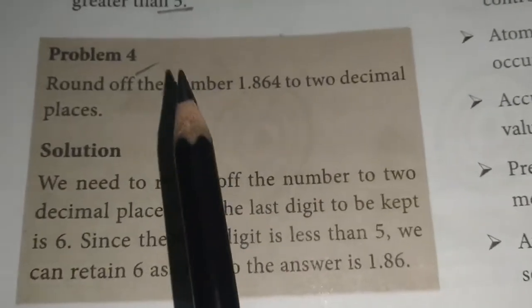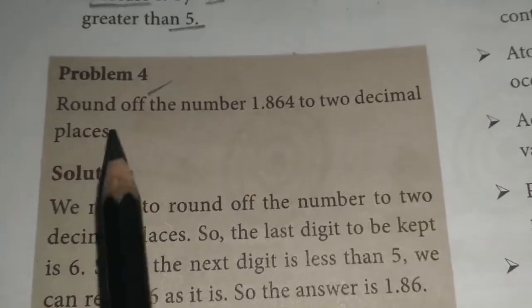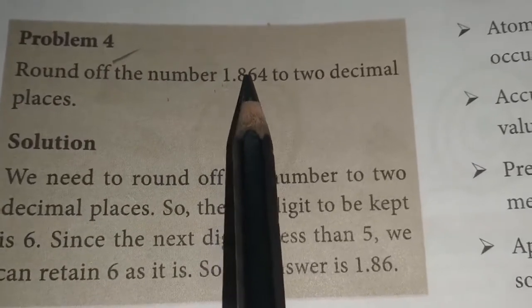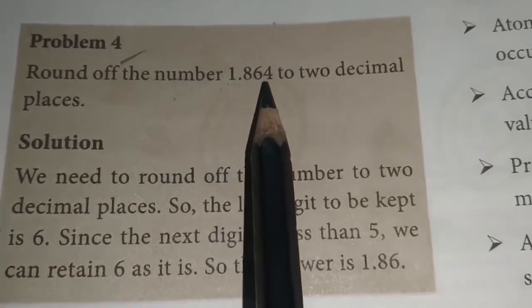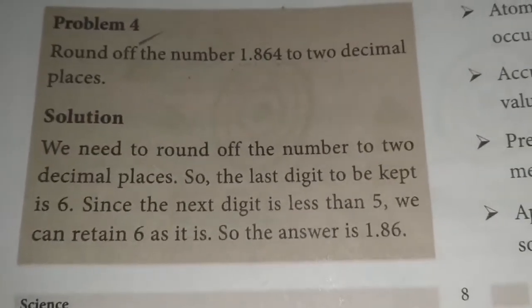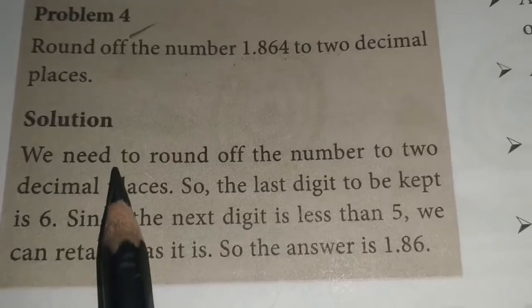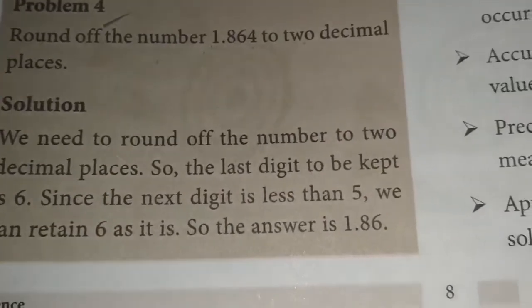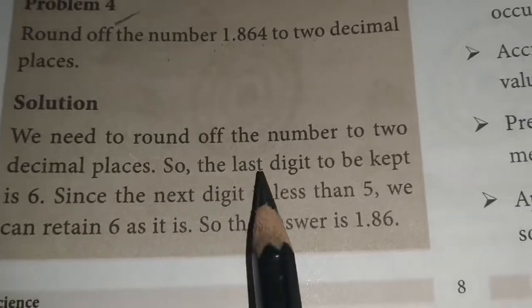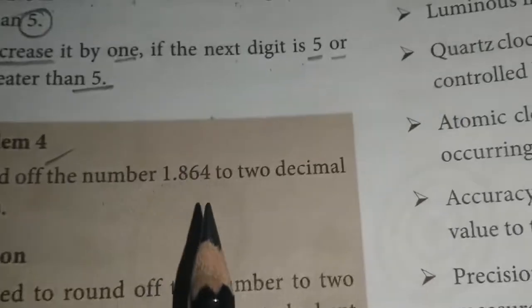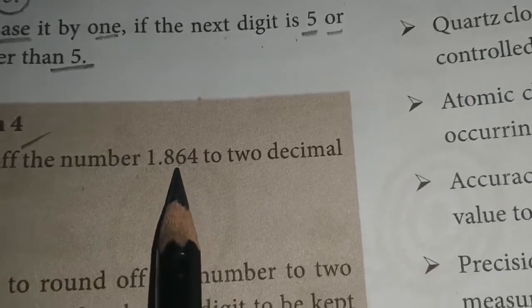See here, example 4, round off the number 1.864 to 2 decimal places. We need to round off the number to 2 decimal places. So the last digit to be kept is 6. See here, this is the last digit.